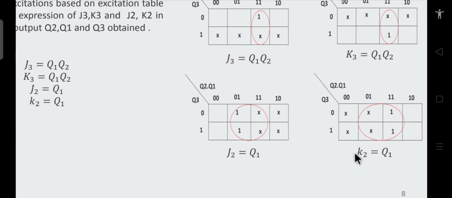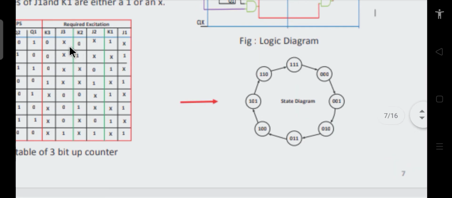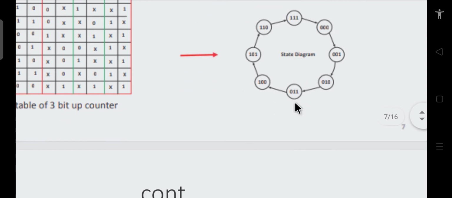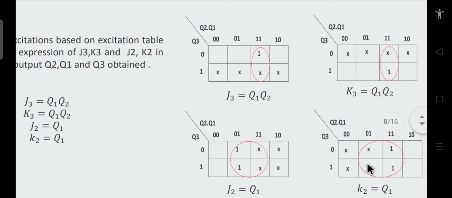Whereas if I write the K-map for K2, when you solve it, it will become Q1. So you can see again that J2 is equal to K2 and both of them are Q1. Similarly, on the same lines, for J3 and K3, if we write the K-map, then filling the entries from that table, J3 will be Q1 Q2 and K3 will also be Q1 Q2.